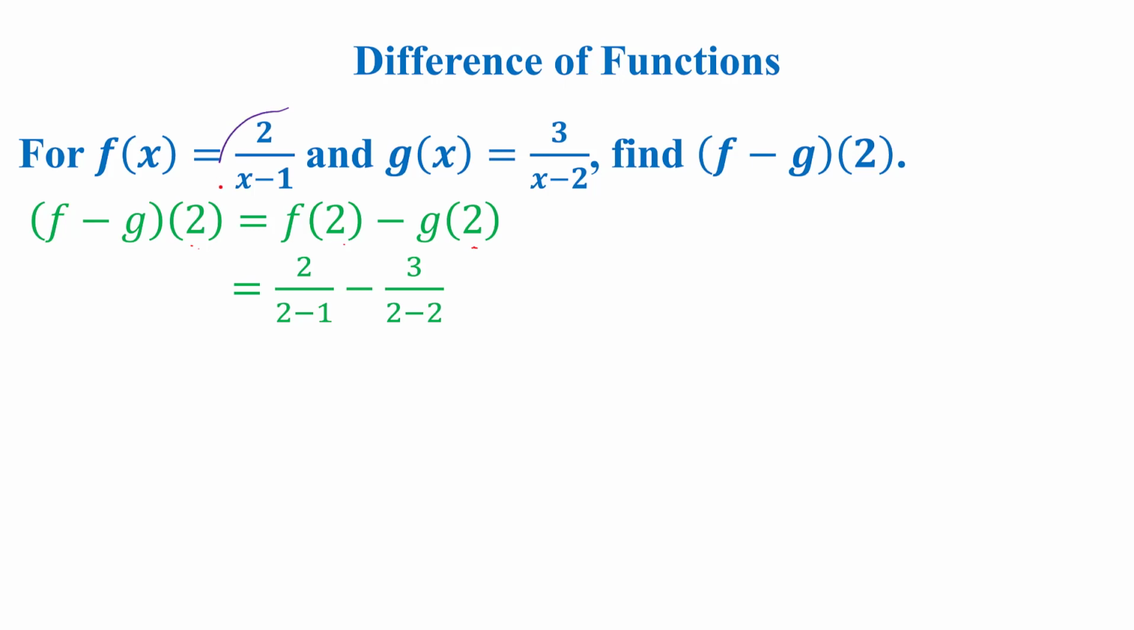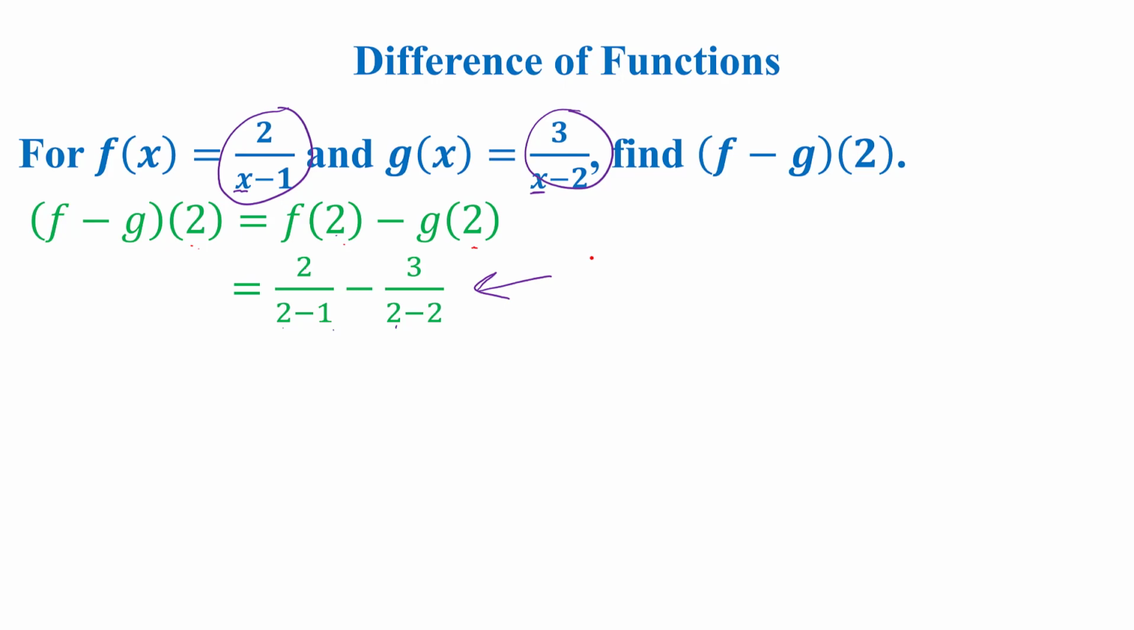f of x is equal to 2 over x minus 1. If I replace that x with 2, I have f of 2 is equal to 2 over 2 minus 1. g of x is equal to 3 over x minus 2. If I replace that x with 2, I have 3 over 2 minus 2, which looks like a problem, doesn't it? For 3 over 2 minus 2, we would get 3 over 0.